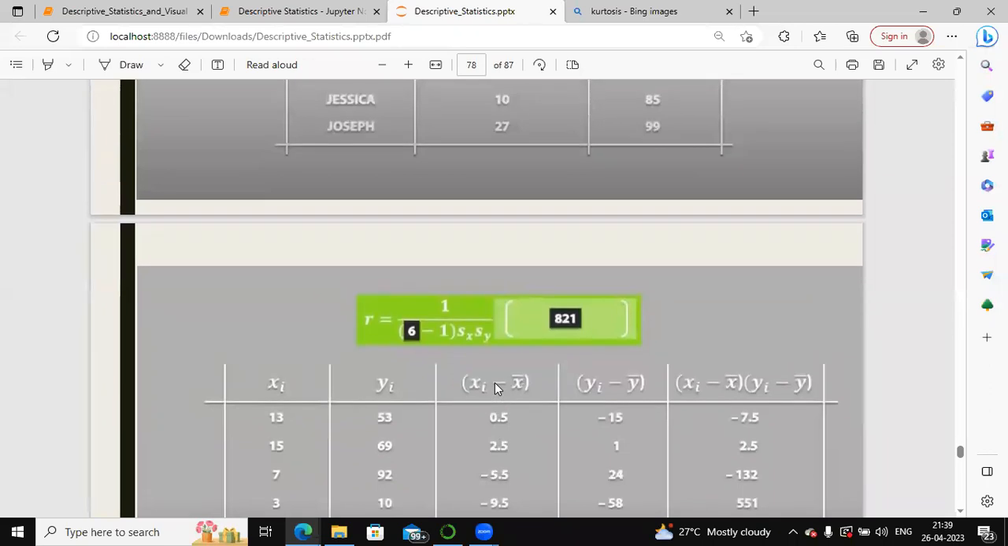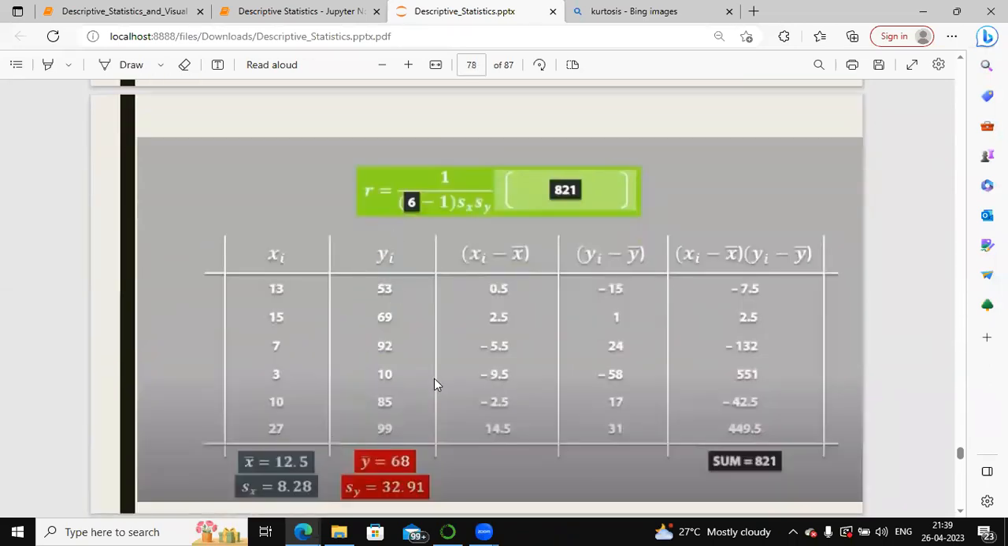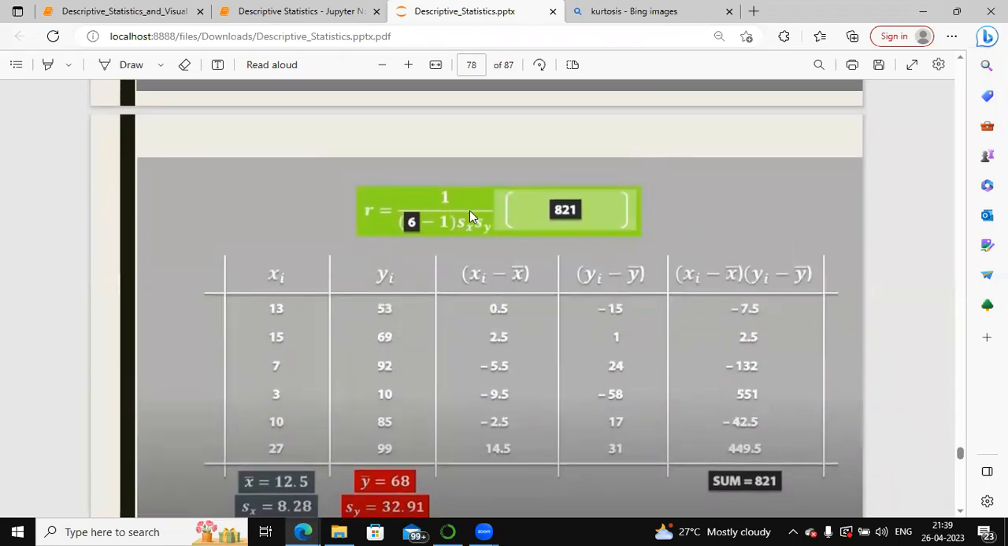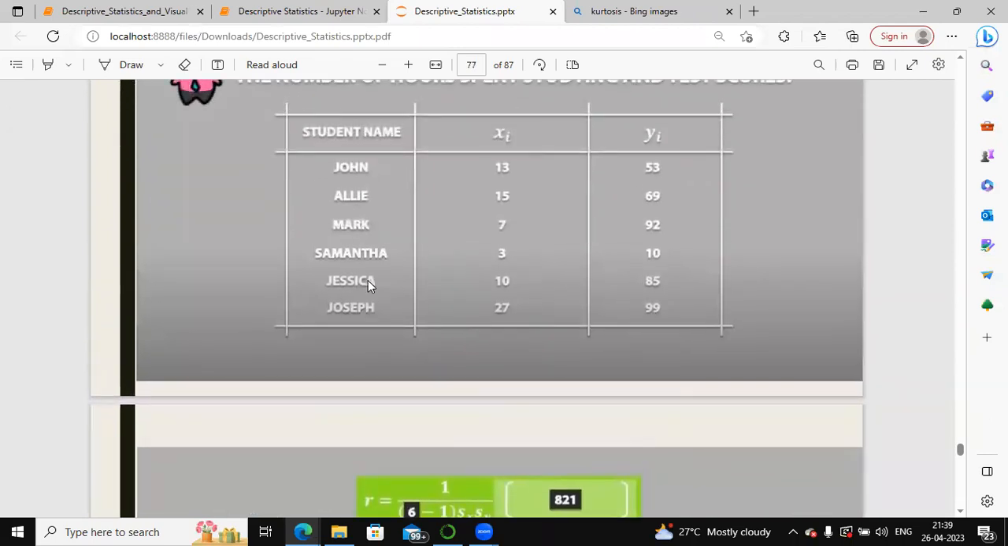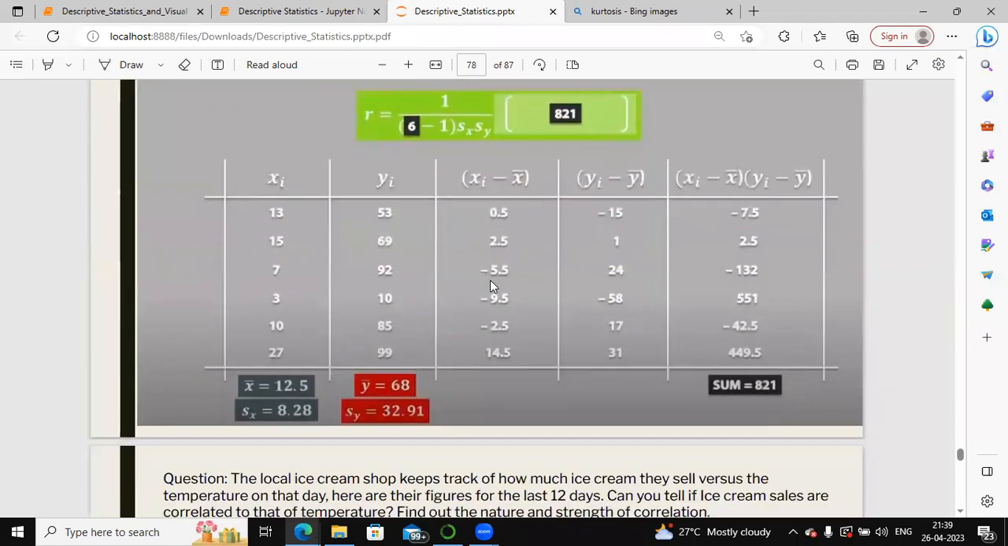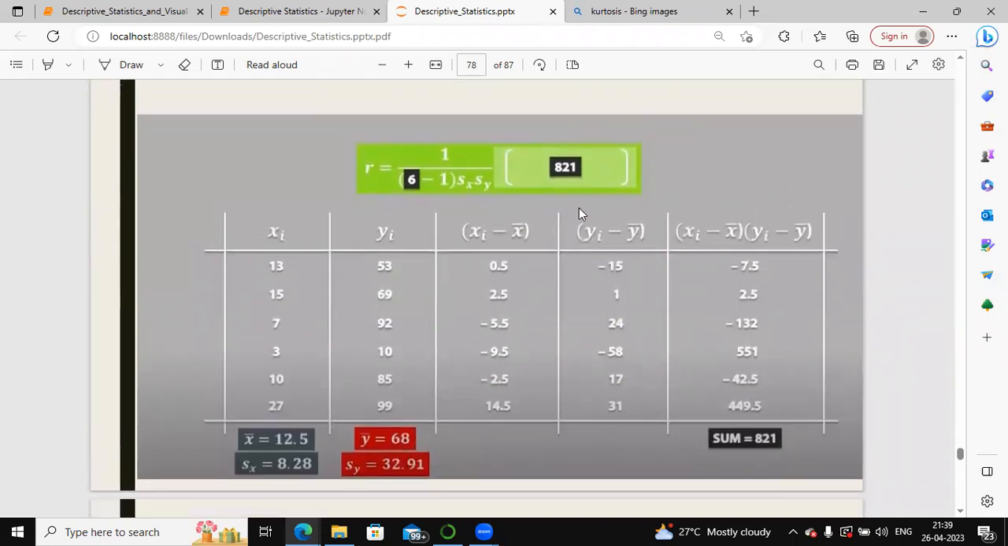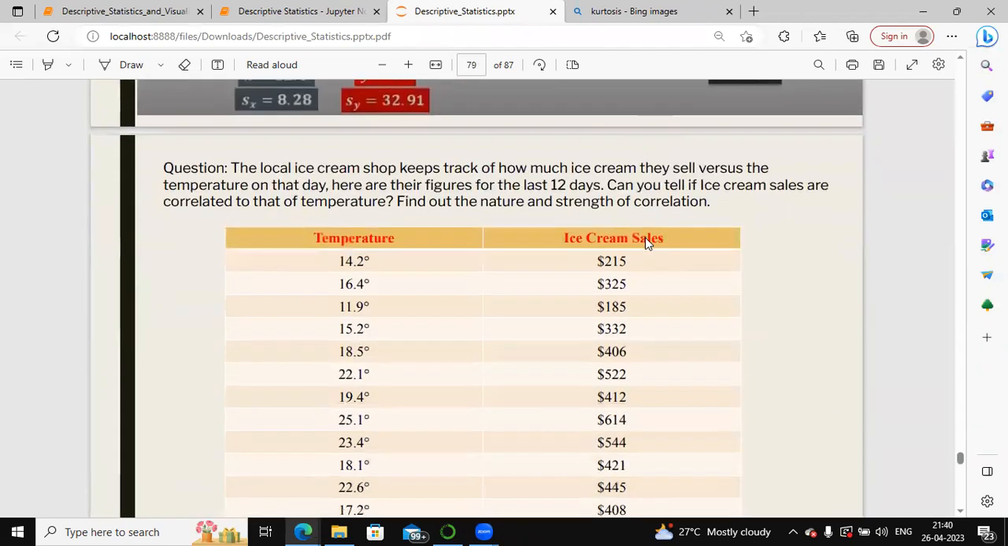So if you see, we have our xi and yi. We have calculated xi minus x bar. X bar comes out to be 12.5 mean, and y bar comes out to be 68 marks. And we have calculated the differences, multiplied them, and summed the values. It comes out to be 821. We have to substitute 821 divided by 6 minus 1, where the number of samples is 6. And the standard deviation of x comes out to be 8.28 and 32.29 for y. So substitute those values in this and check what is the result.